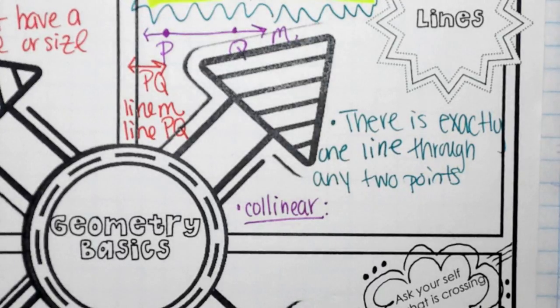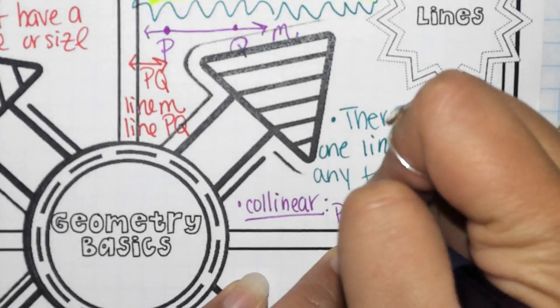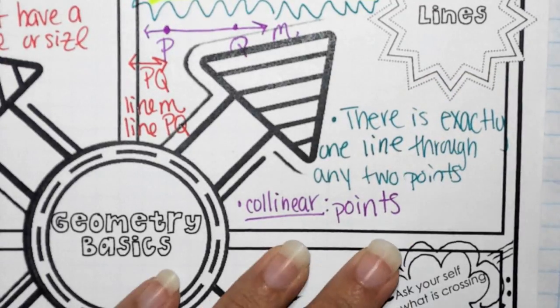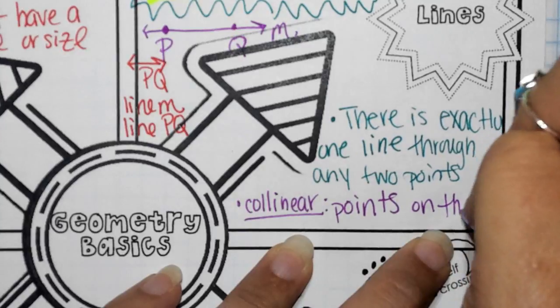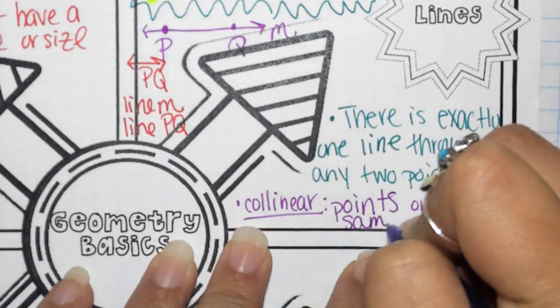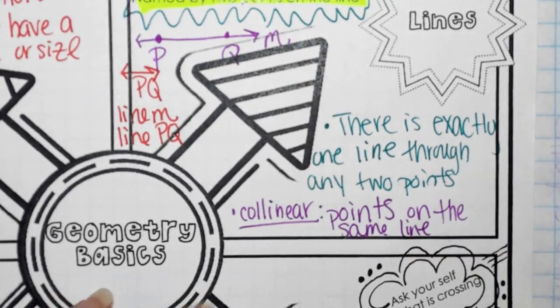Linear means like a line. Close. If something is collinear, what does that mean? They're the same. So what's the same? The line. Y'all are close. Points. Points on the same line. That's why I was saying y'all are getting close. So collinear means points are on the same line.